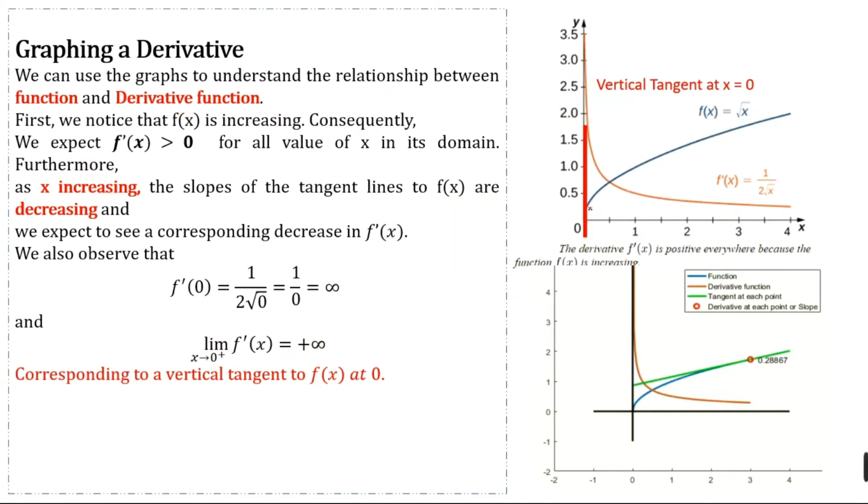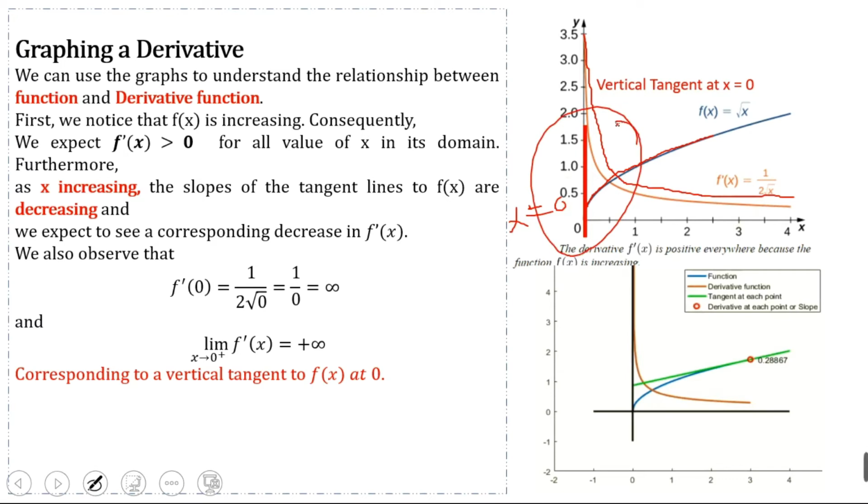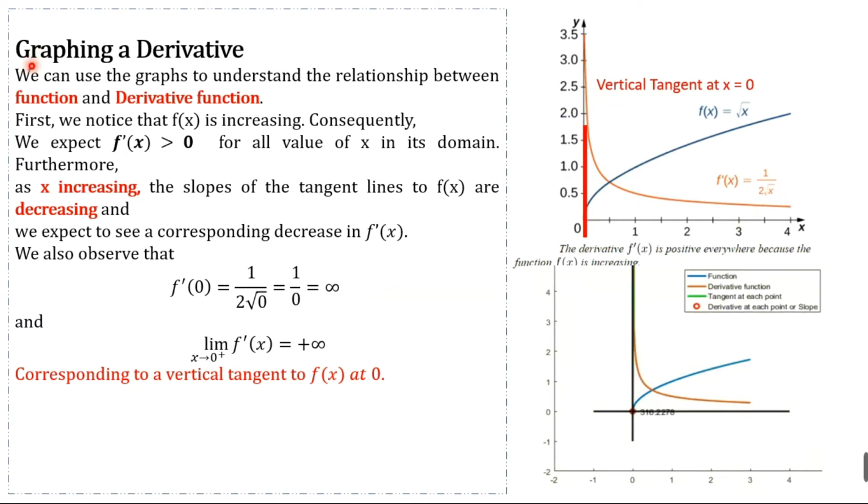Here we see when the function is increasing, the derivative of the function is decreasing as x is increasing. And at x equal to 0, the function has a vertical tangent, and at that point the derivative of the function does not exist. Now we write a Matlab code to graph a derivative function and a given function.